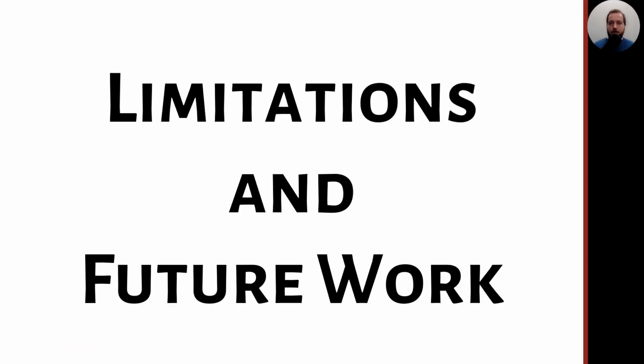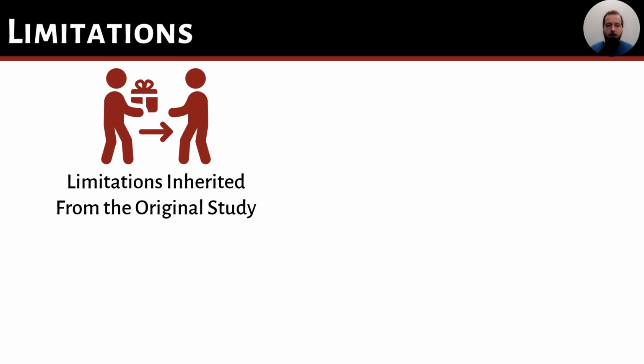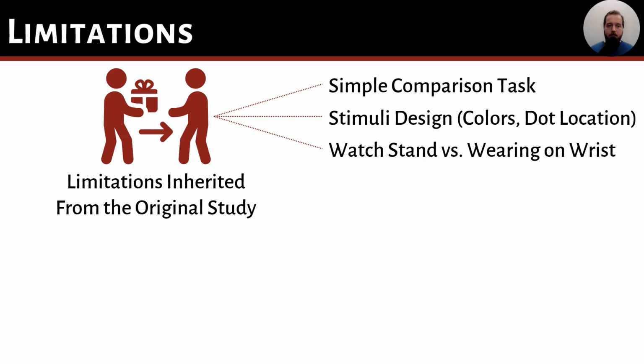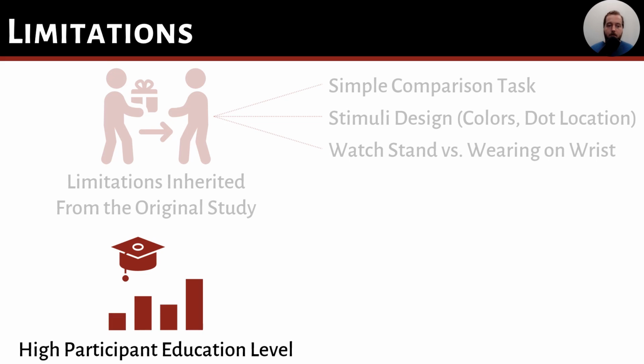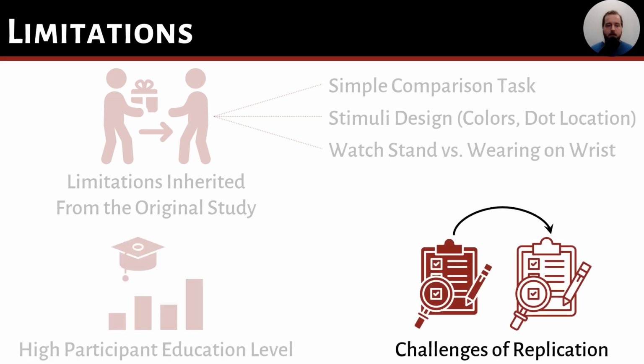We conclude with a discussion of the limitations and future work. We first acknowledge the limitations inherited from the original study. This includes the simplicity of the user task, possible impacts from the stimuli color and dot placement, and possible differences from using a watch stand versus having participants wear the watch. Additionally, over 90% of our participants had a higher education degree, though we found that education level had no noticeable impact on participant performance. Lastly, there are inherent challenges to accurately performing a replication study, especially in a different country and with a different population.